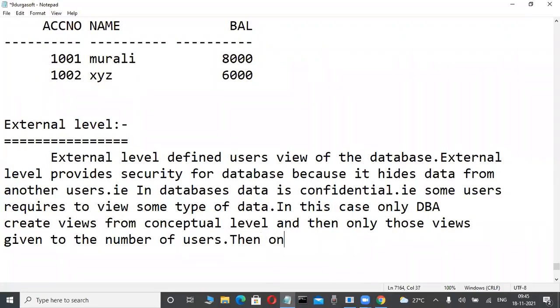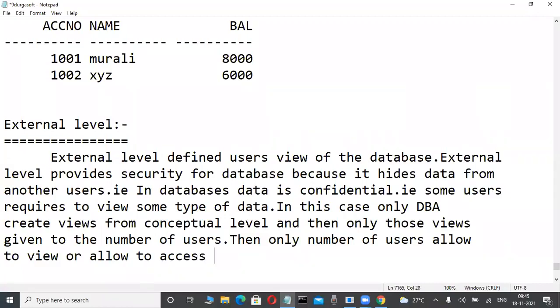Then only a number of users are allowed to view or allowed to access a portion of the data from the conceptual level. Underline it, everyone underline portion, very important.